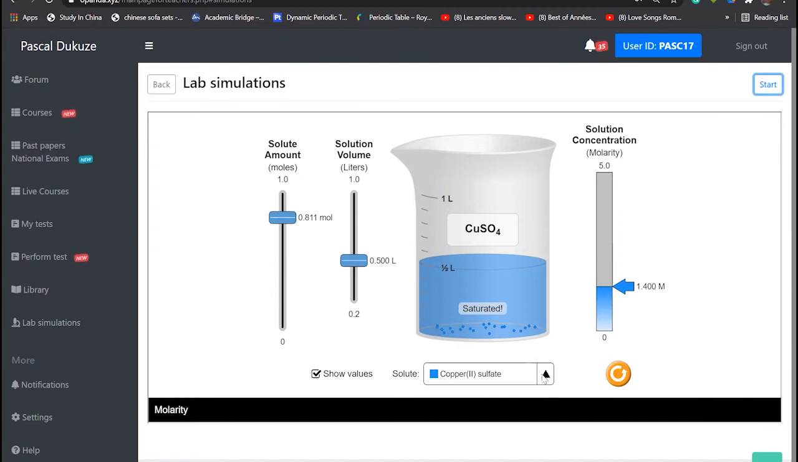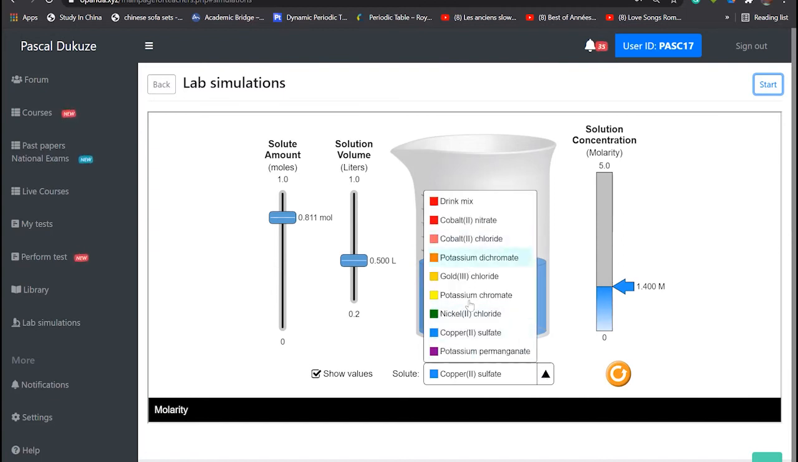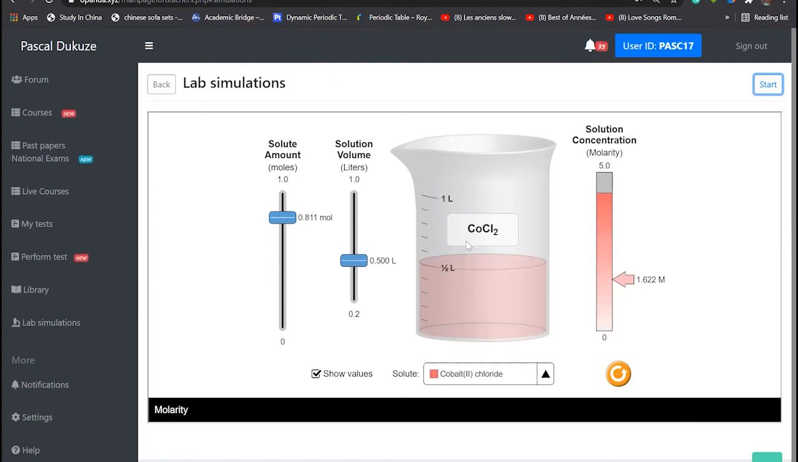And using this button, you can change the solutes you are using. As usual, if you click on this icon, you can reset. I click and then we reset.